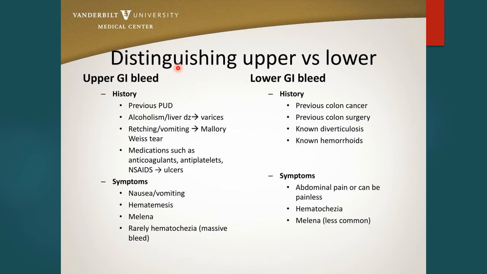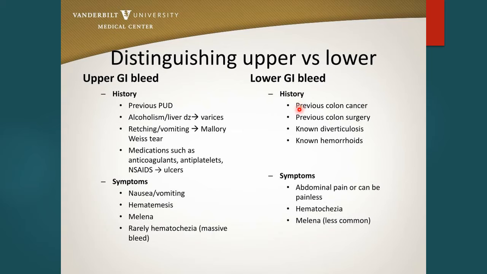It's also important to distinguish between upper and lower GI bleeding. Upper GI bleeding can sometimes be mistaken for lower GI bleeding. Sometimes the diagnosis may not be that easy, but it is important to take a good history. From the history, upper GI bleed usually gives a history of peptic ulcer disease, alcoholism with varices, retching and vomiting in Mallory-Weiss tear, and medications such as anticoagulants, antiplatelets, and NSAIDs, which can cause ulcers. Classically, if these symptoms are there, they are usually due to upper GI bleed.